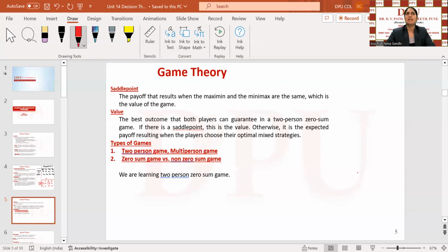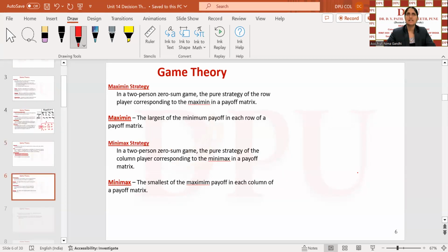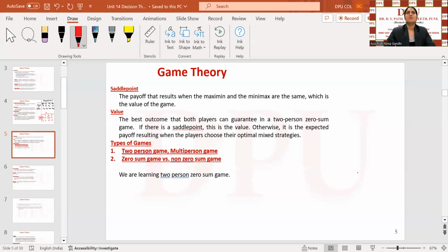So what is a saddle point? A saddle point is a result when maximin is equal to minimax. So what is maximin and what is minimax? We'll see this in this slide. Just remember that the saddle point is the point where your maximin value is the same as the minimax value, and it is the value of the game. When you have the saddle point, the value at the saddle point is the value of the game.